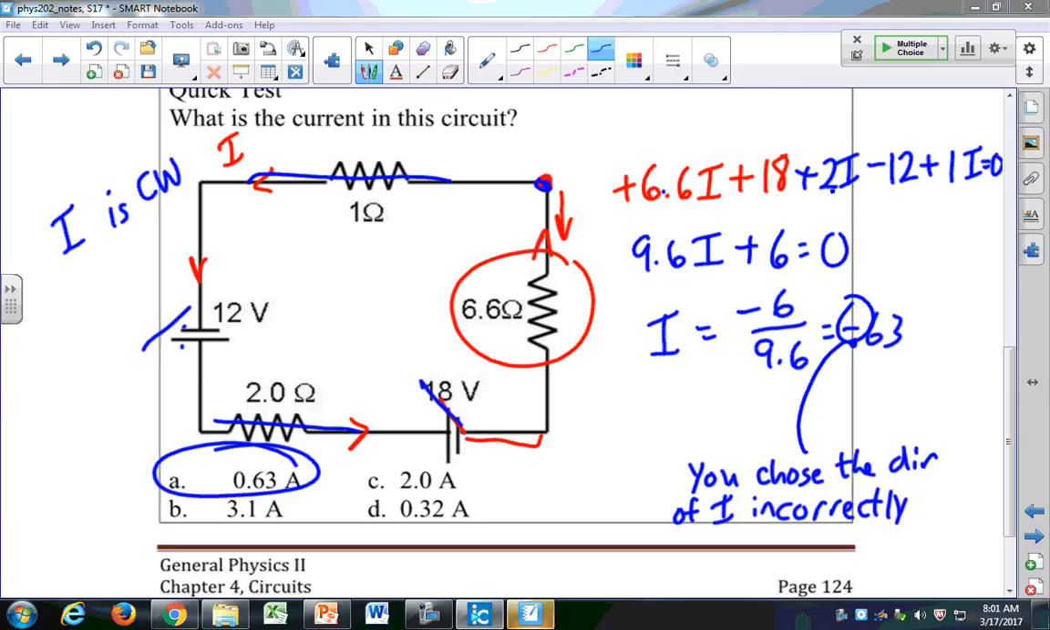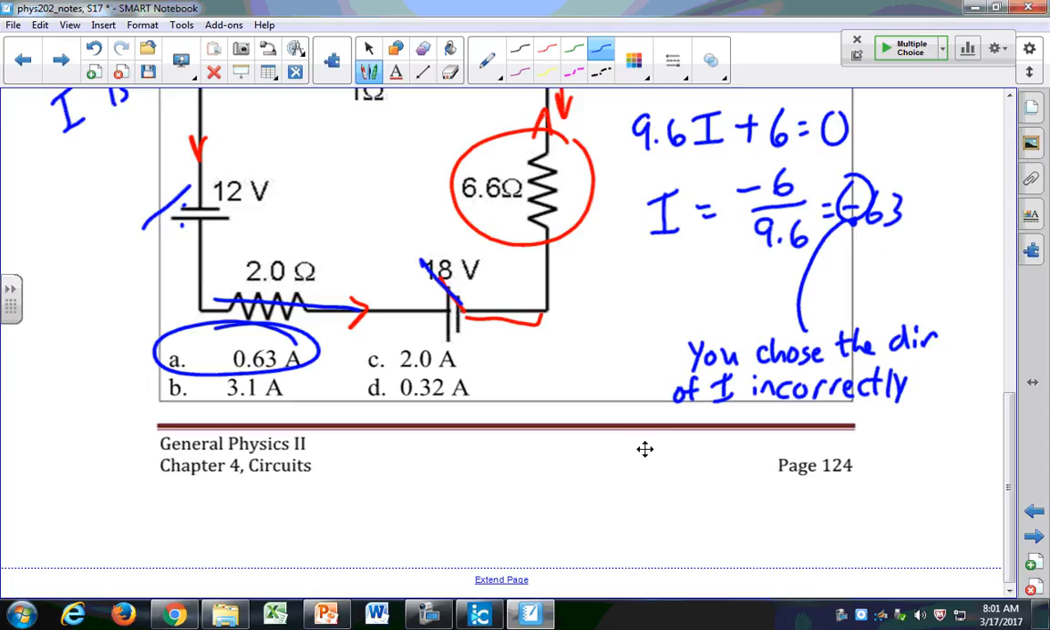Now you're not going to see a problem like this on the test. You're going to see multiple loops in your circuit, but it'll be similar. It'll work out in a similar way to this. Let's do one of those, a multi-loop circuit.